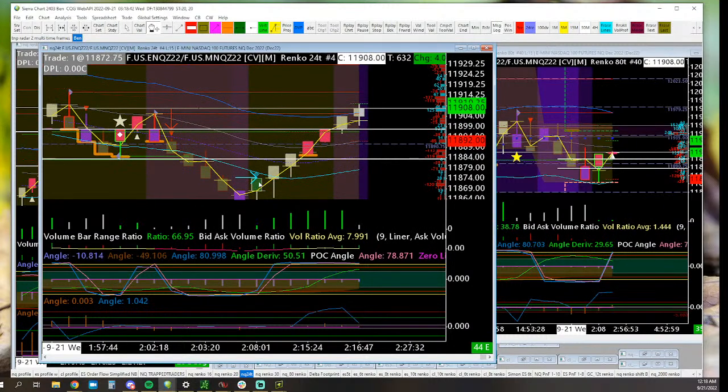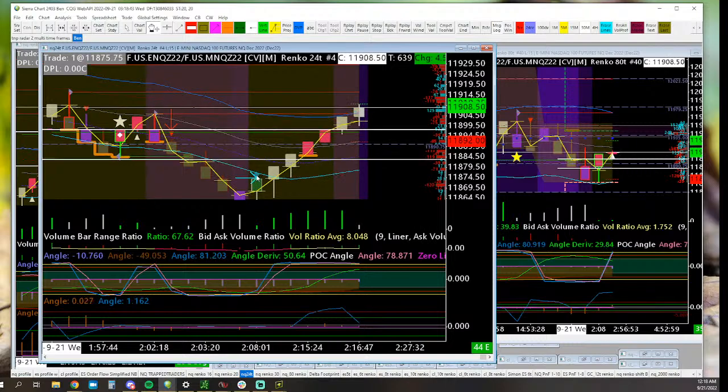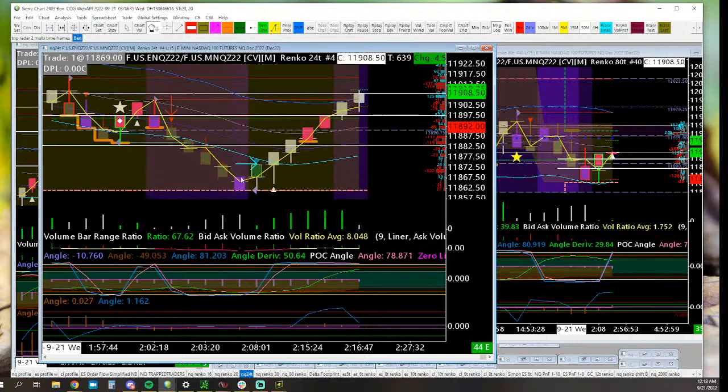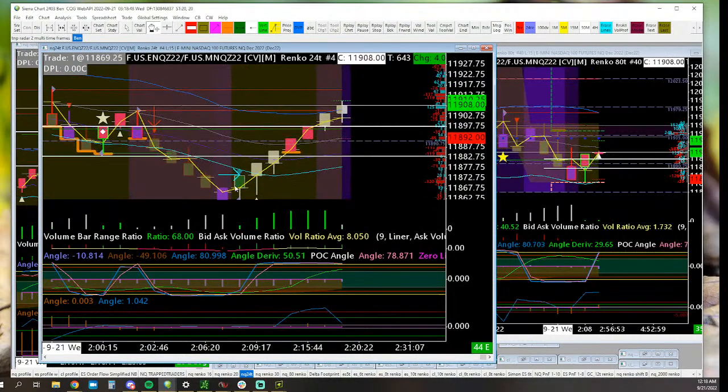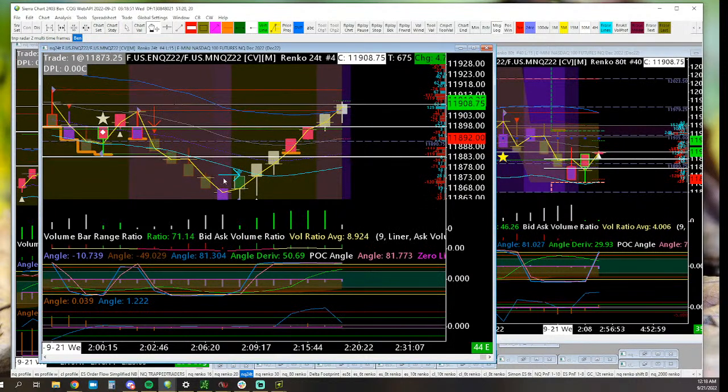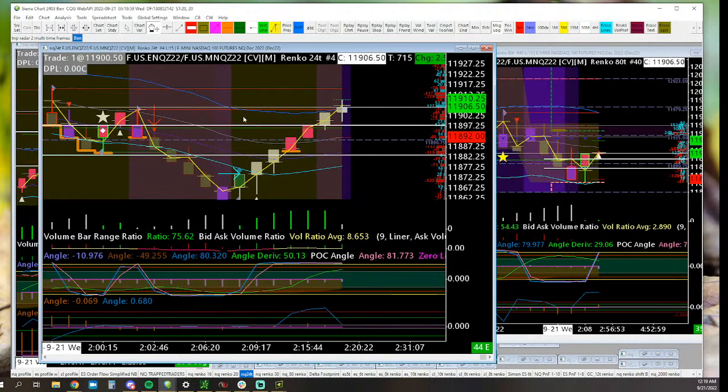This is the very first setup I could take with the rules. Like I said, I just skipped it because I thought it was a little bit risky. But it is in the right location. It's underneath the blue line. I got the pattern I wanted, right? I just saw the volume here increasing and figured that it's not going to go anywhere.